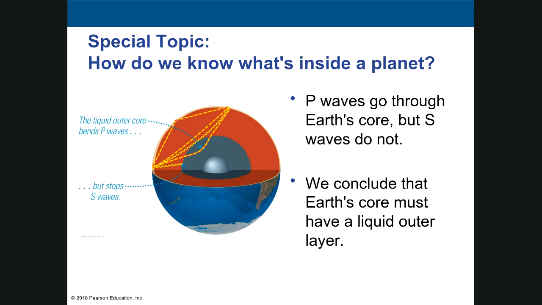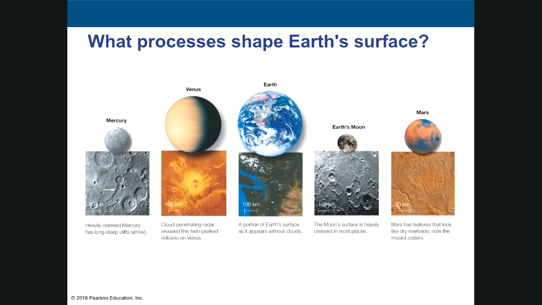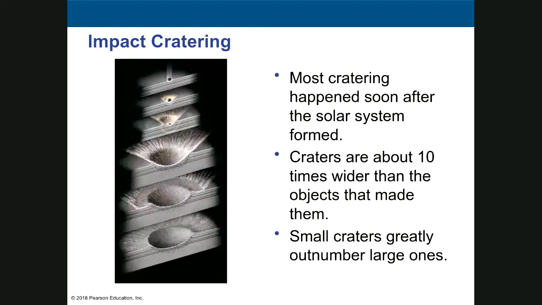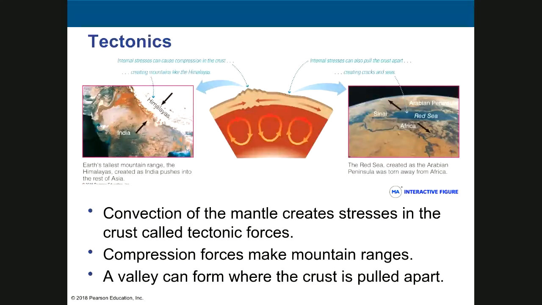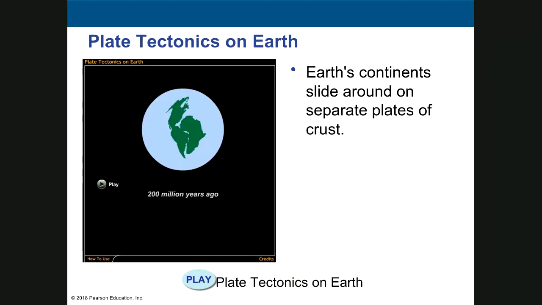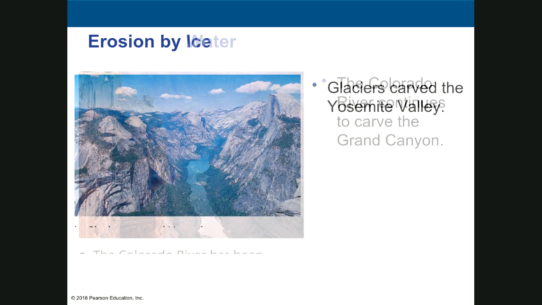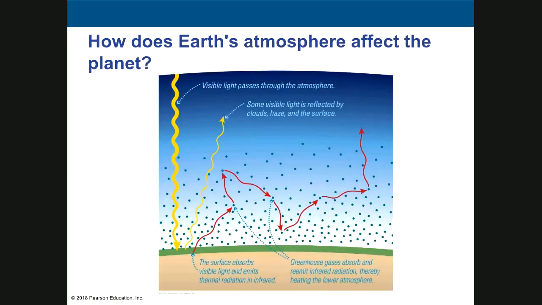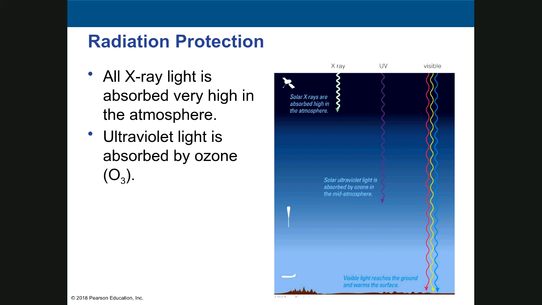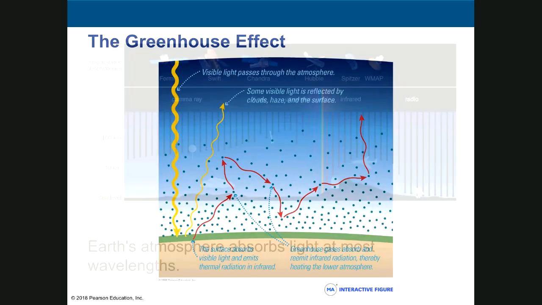And so now we want to look at the processes that shape our surface. That's what we ended with. We're going to look at the other planets, the terrestrial planets, and see how those surfaces and features come to play a role in these other planets. We talked about erosion, and we talked about the atmosphere. We'll talk about the atmosphere again and radiation protection.